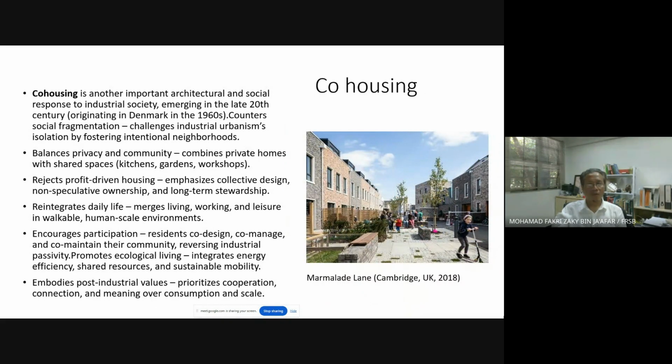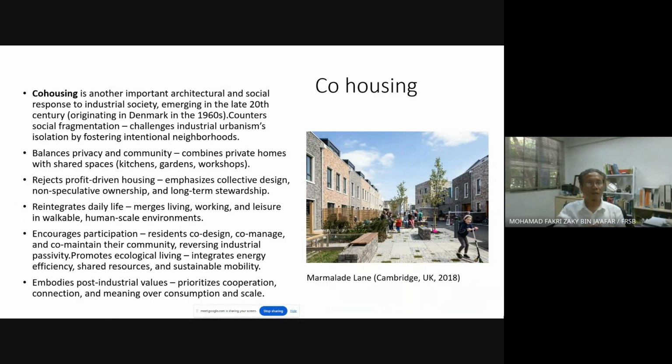In response to the social housing for the factory workers, there was a movement called co-housing. Co-housing is a community-driven housing project. It's another response to industrial society. It originated in Denmark. It tried to counter social fragmentation and challenge industrial urbanism by fostering intentional neighborhoods. Intentional neighborhoods means people came together into a neighborhood because they want to be there, not because they were driven by economic needs or by their profession or whatsoever. The people want to live together.